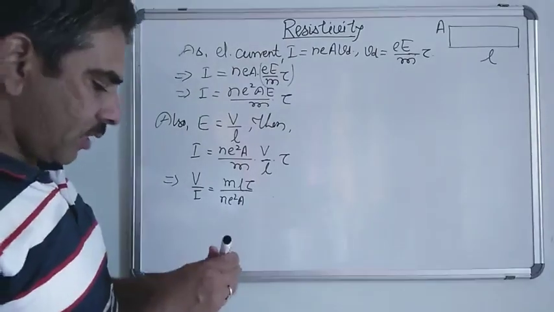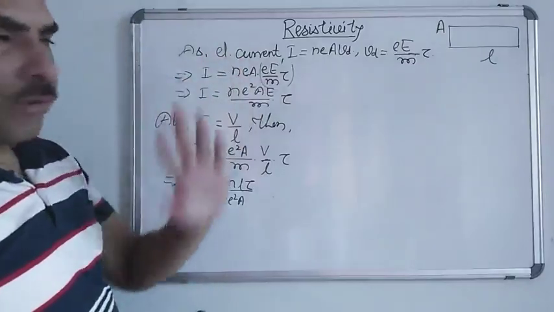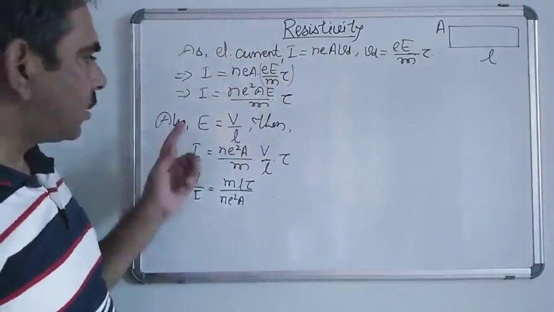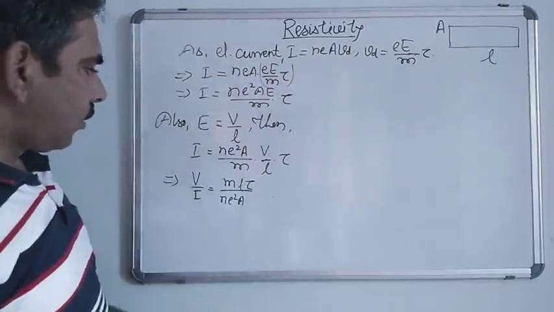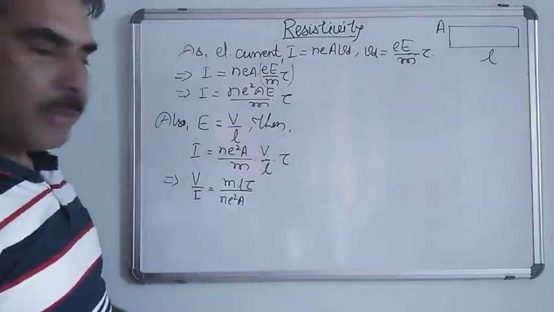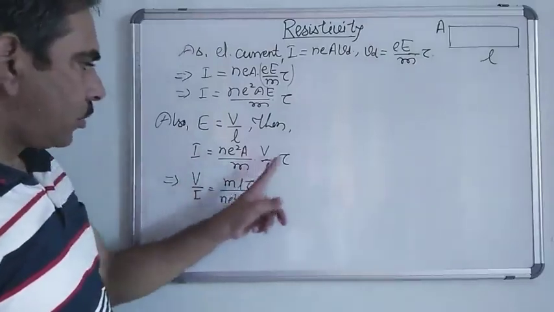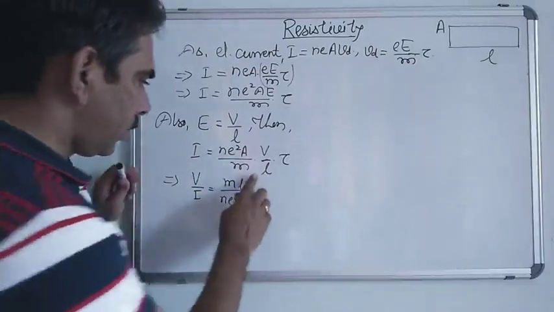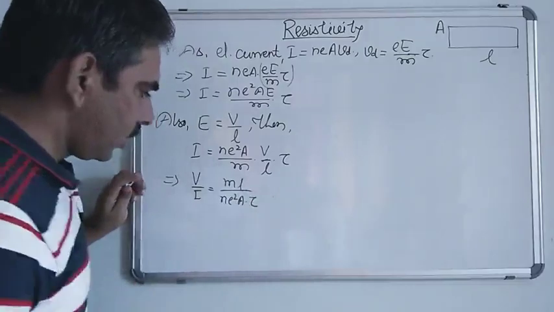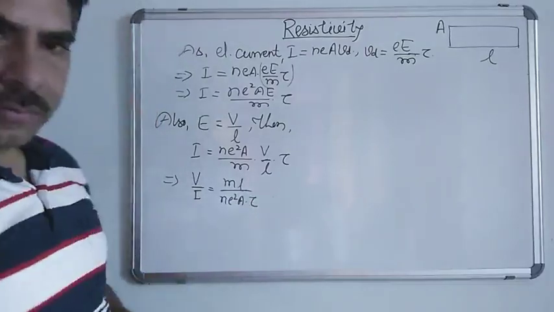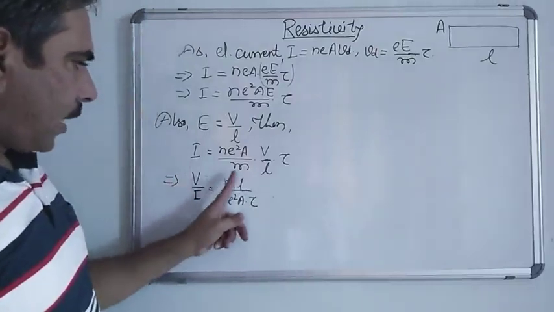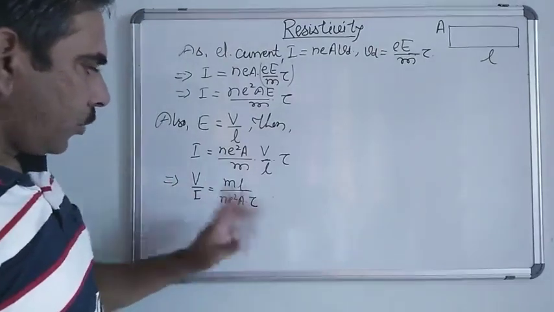So what we just did is write the expression for the electric current in terms of drift velocity, and hence in terms of the electric field, and then substituting the electric field we have found the ratio of V upon I, which is M into L upon NE square A, with tau in the denominator, right? So from here the ratio V upon I comes out to be ML upon NE square A into tau.